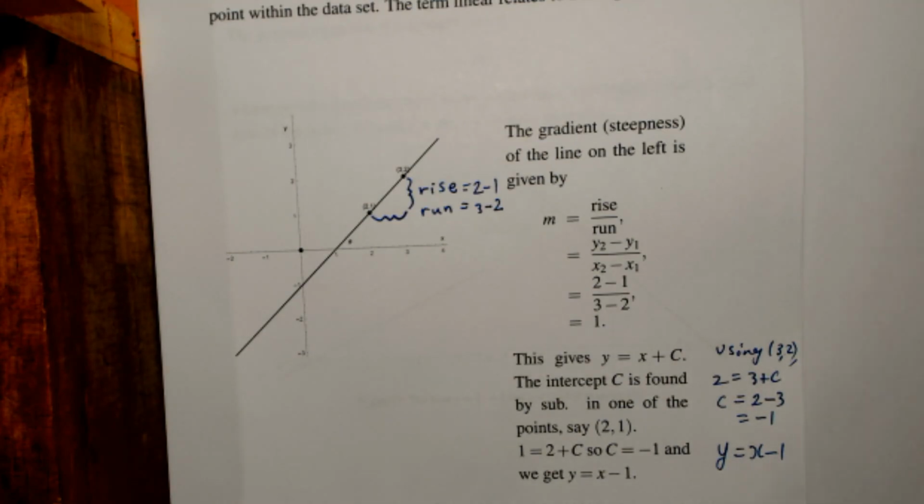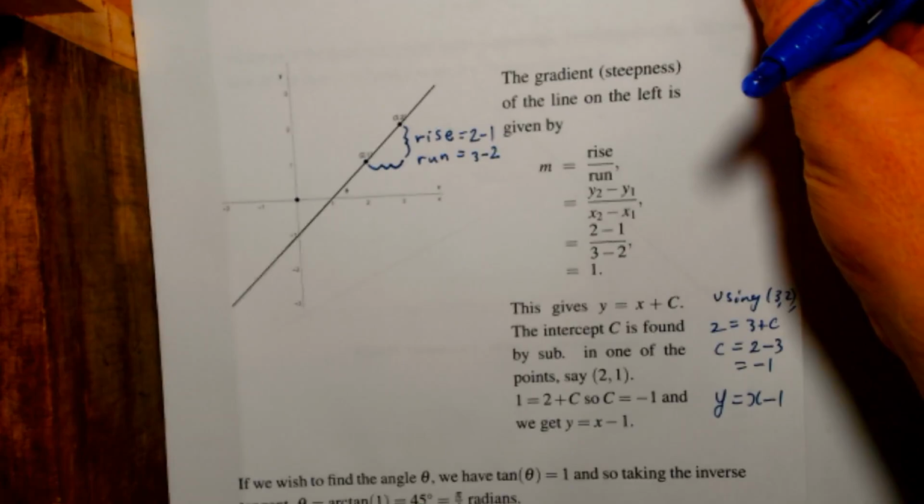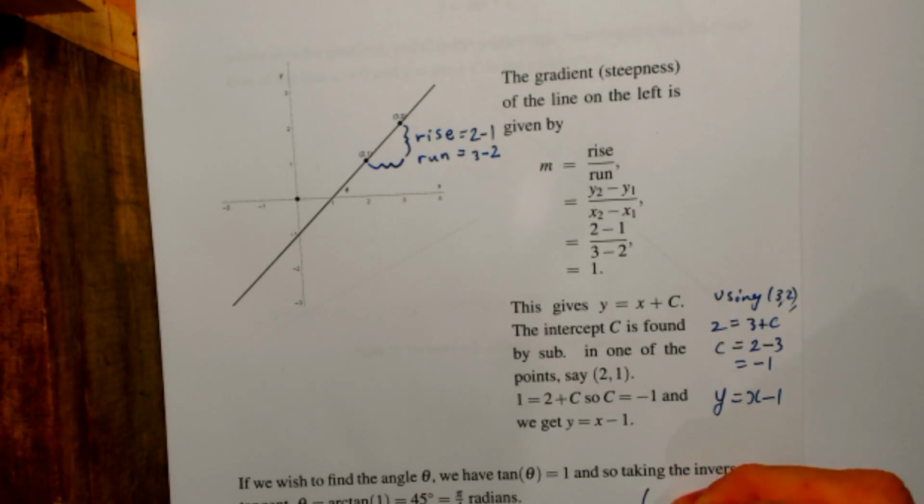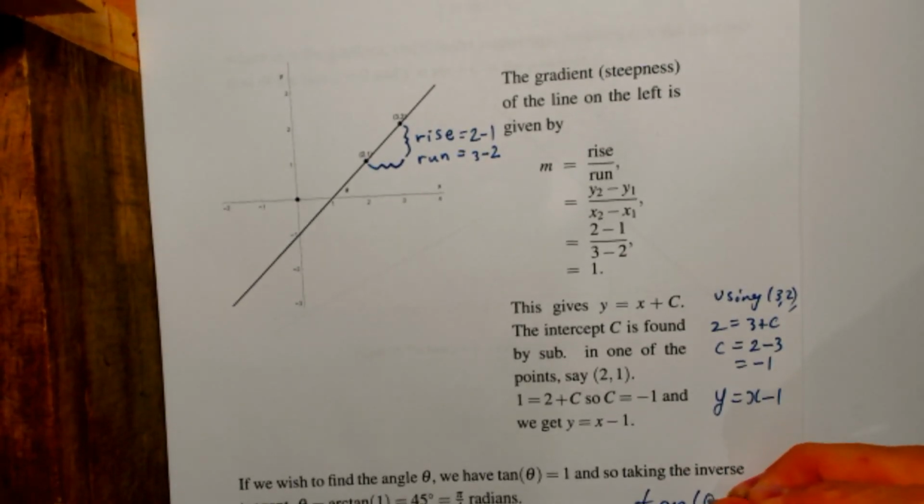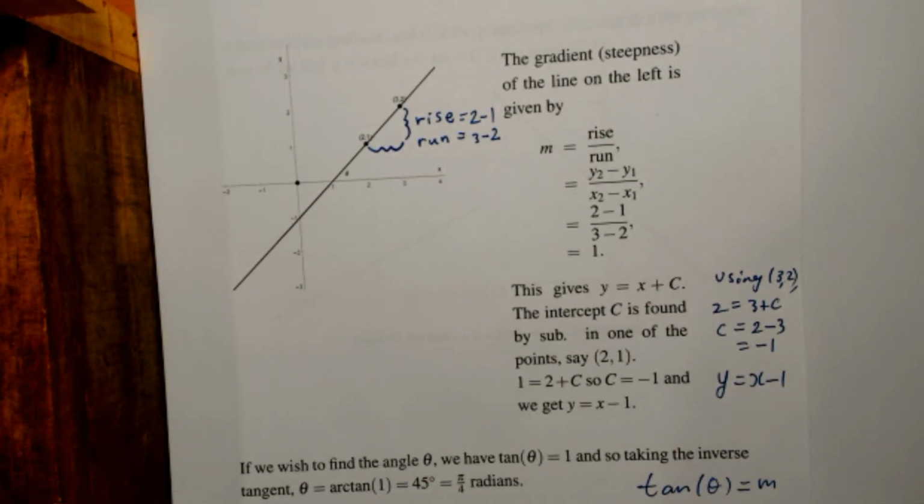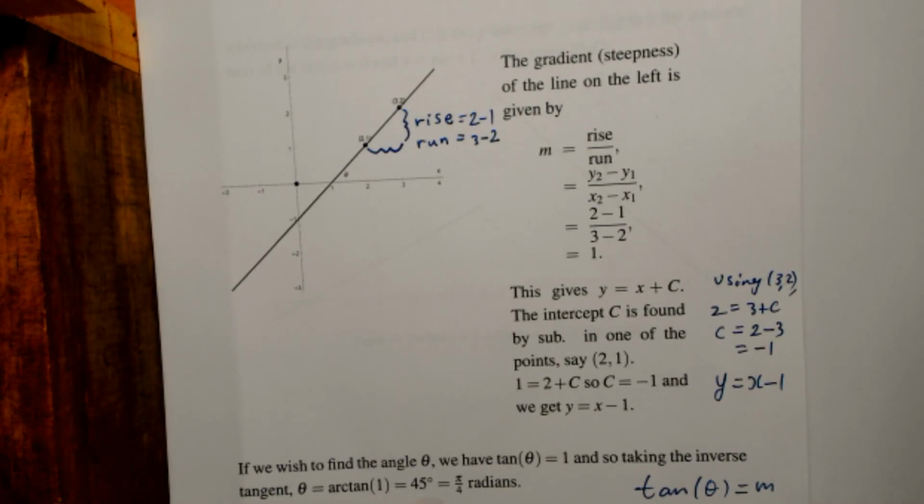Now if we want to find an angle, theta, from the positive end of the x-axis, well, tan theta is the slope, right? So in general, tan theta is equal to m, the slope. But here our slope is 1, so we have tan theta as 1. Taking the inverse tangent, we have theta as arctan of 1, that's 45 degrees, or pi on 4 radians.